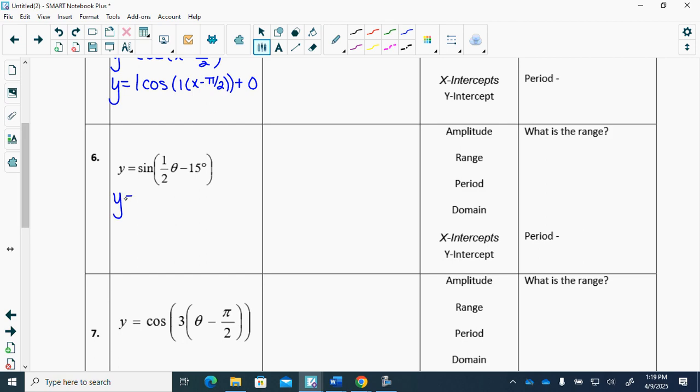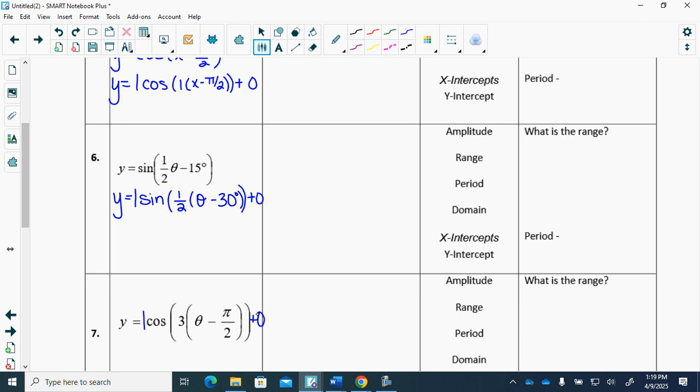So it's going to be y equals sine 1/2 theta minus what? 30, because when you take a half out of 15, it's like multiplying by 2. So we have plus 0 at the back and a 1 at the front, right? Same thing here, 1 and a plus 0.